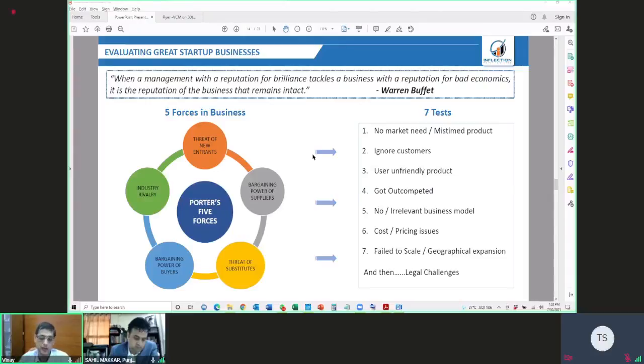Relevant business model, which means, are you going to spend 10 rupees to earn 1 rupee of revenue? Those are wrong business models. They will run out one day or the other. It's important to know the business model right, and it should be relevant.